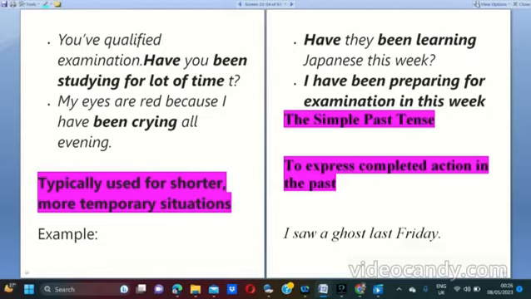Next, at the same time, to talk about short actions and recent actions: have they been learning Japanese this week? To know progress, we can use present perfect continuous tense. Next, I have been preparing for the examination this week. This is also a short action. When we have examinations, we prepare. Preparation before the examination is a short action.